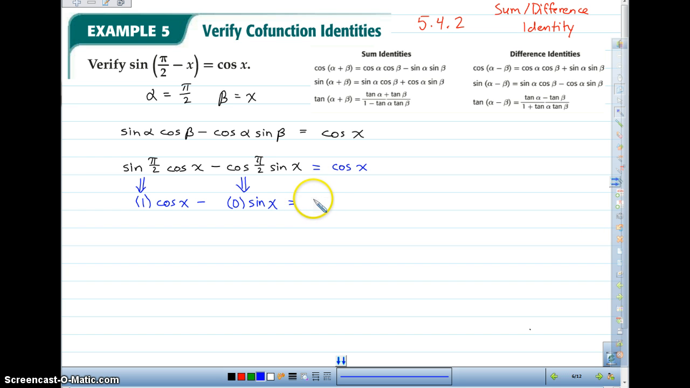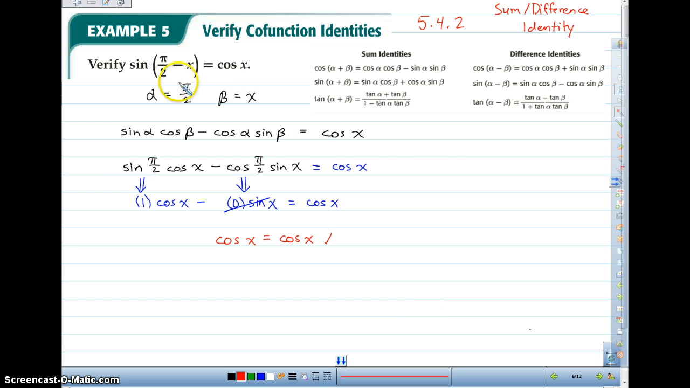And so on a lot of these cofunction identities, you're going to notice that you get a 0 or something that cancels out. So 0 times sine just goes away. That turns into a 0. And so we're left with 1 times cosine minus 0 is just cosine of x. And it does indeed equal the cosine of x. And so we verified the identity.